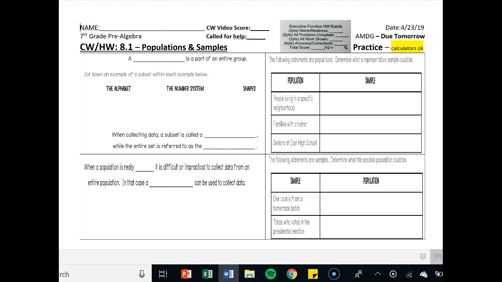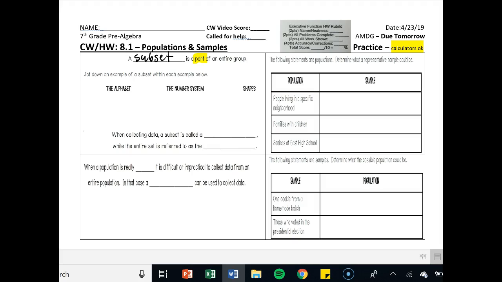So to start off, a subset is a word that tells us that we're looking at just a part of an entire group. So if I say a subset of a population, we're just looking at a part of that population. If we take a look at these three categories, the alphabet, the number system, and shapes, we can write down different subsets.